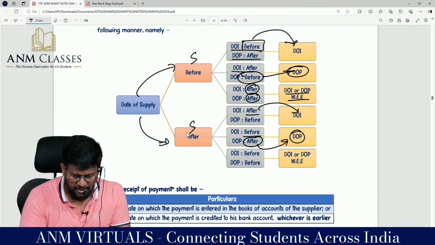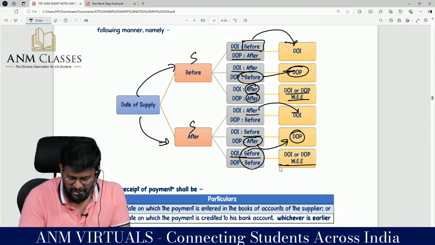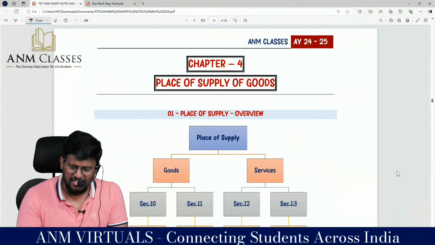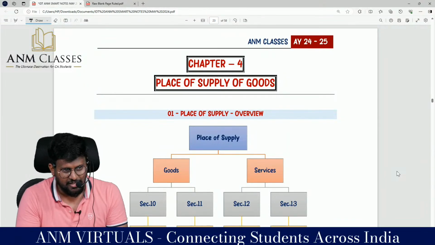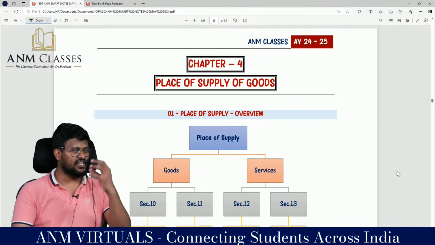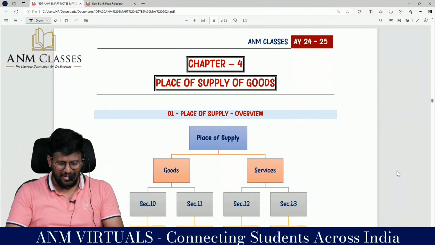Sir, here the change is after. Date of invoice is before. Is there any majority? No sir. Date of payment is before. So whichever is earlier, date of invoice or date of payment. With this we can say that we are done with the time of supply: section 12, section 13, section 14. What is section 12? What is section 13? What is section 14?